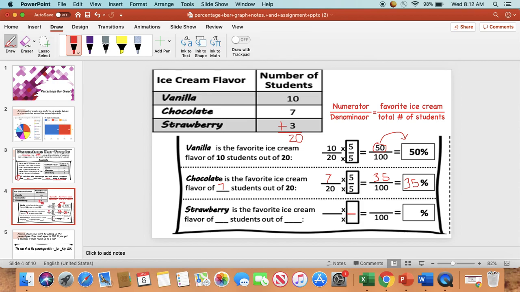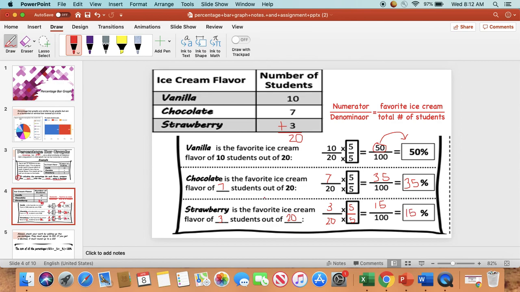Okay, so do me a favor, pause the video and try strawberry on your own. When you're done, go ahead and come back. So let's check your work. Strawberry is the favorite ice cream flavor of 3 out of 20. So that means my fraction is 3 over 20. So again, I can multiply 20 by 5 to equal 100. What you do to one side, do to the other. So 3 times 5 is 15. And so that means that my percent is 15%.